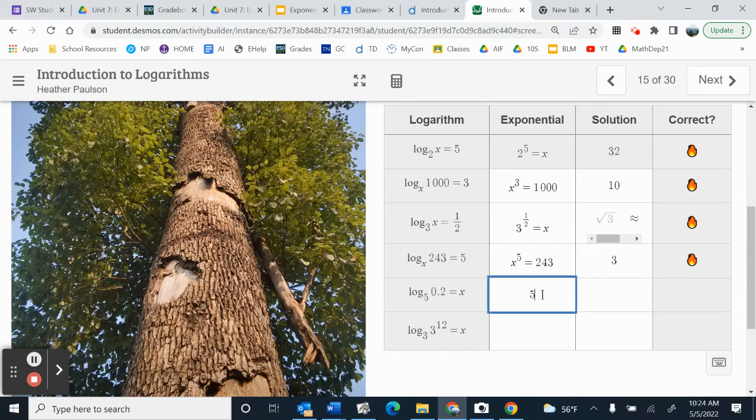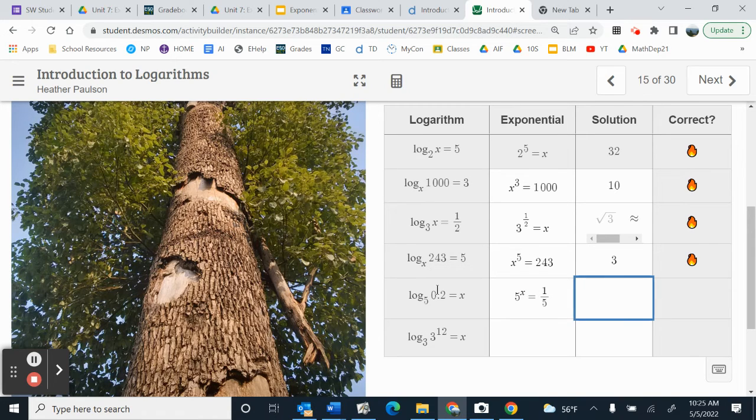Okay, here is 5 raised to the x power, and that is equal to 1. This is 0.2, which is 20%, which is also known as 1/5. And if we look at that in terms of 5 to some power, that's the same as 5 to the negative 1 power. So the exponent is negative 1.